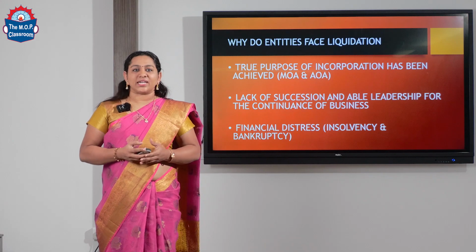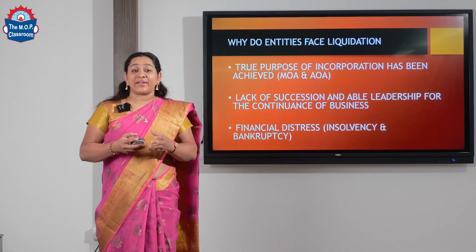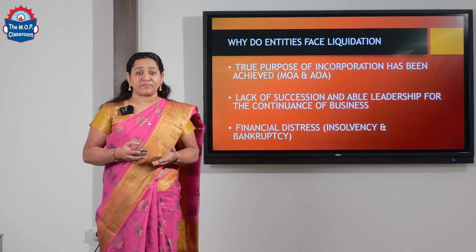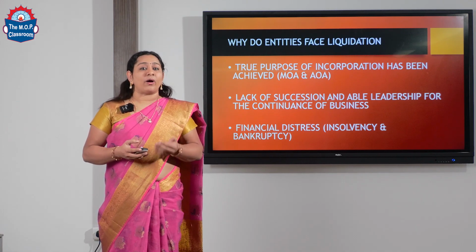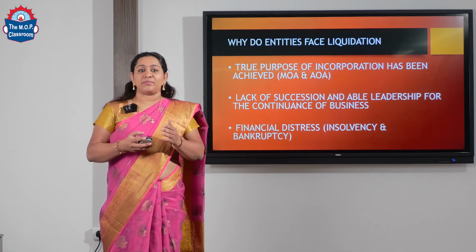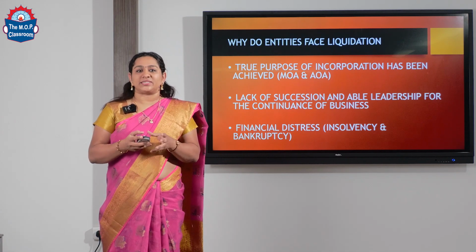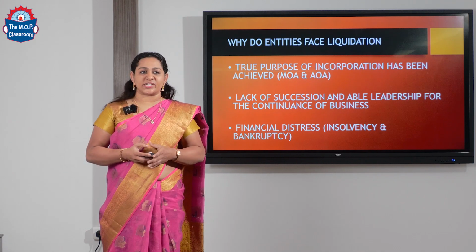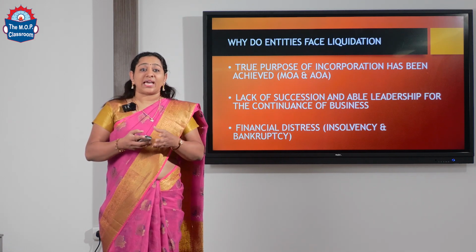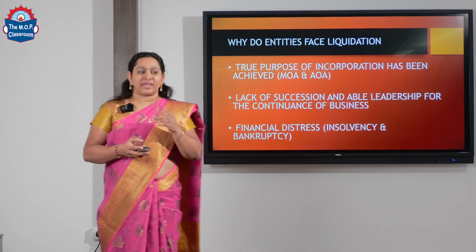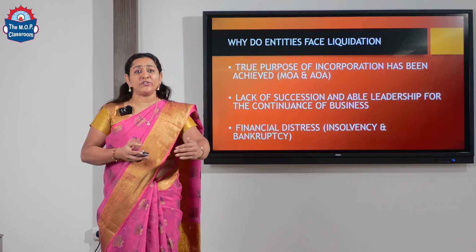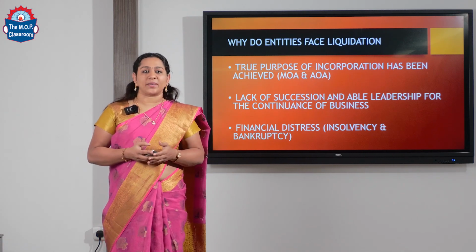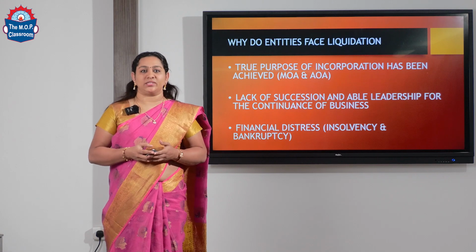So, while every entity is born, it could be a sole proprietorship, a partnership firm, an LLP or a company. Any entity when born is incorporated with a set purpose as defined in its memorandum and articles of association or a partnership deed. And it is also established with the expectation that it will continue for the foreseeable future, for a significant period of time. In accounting parlance, this is called going concern.